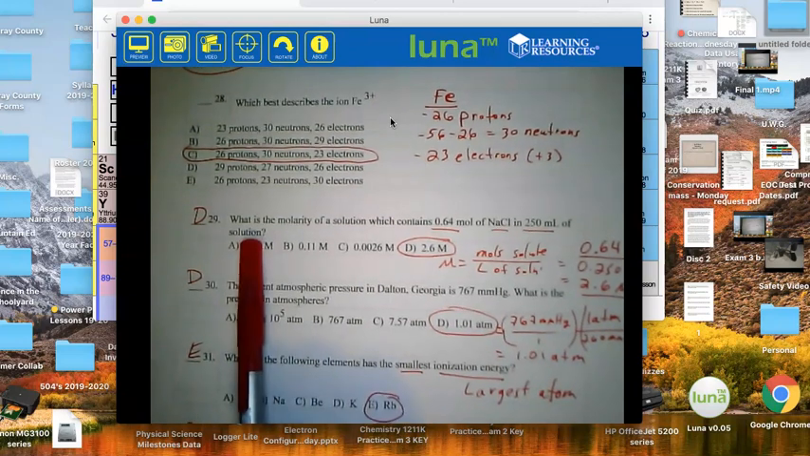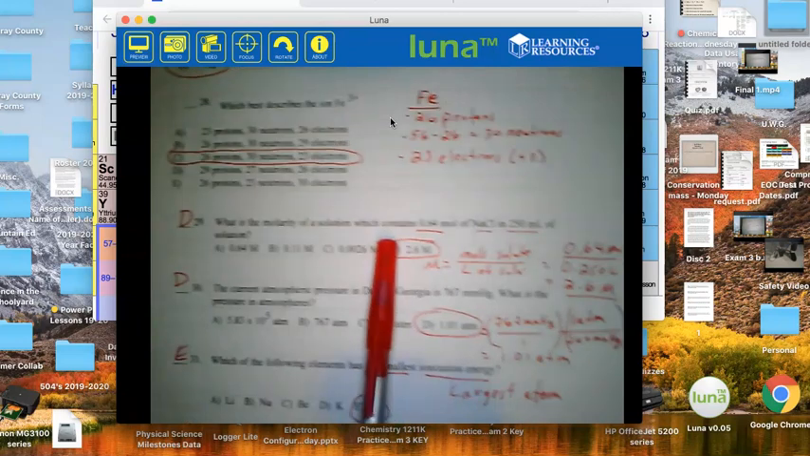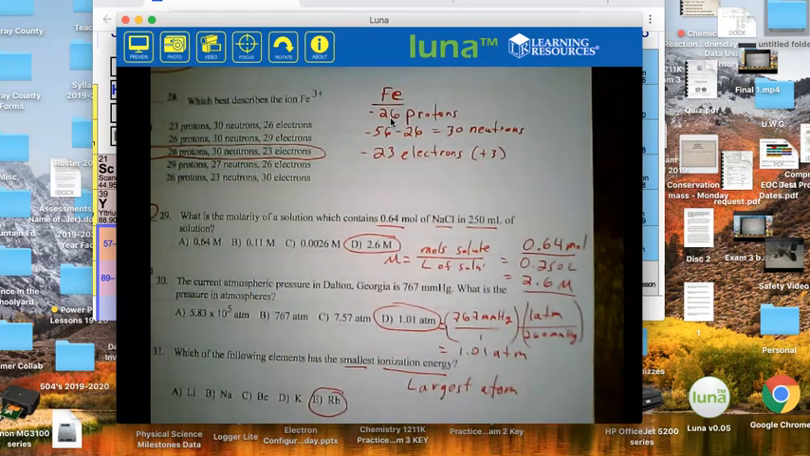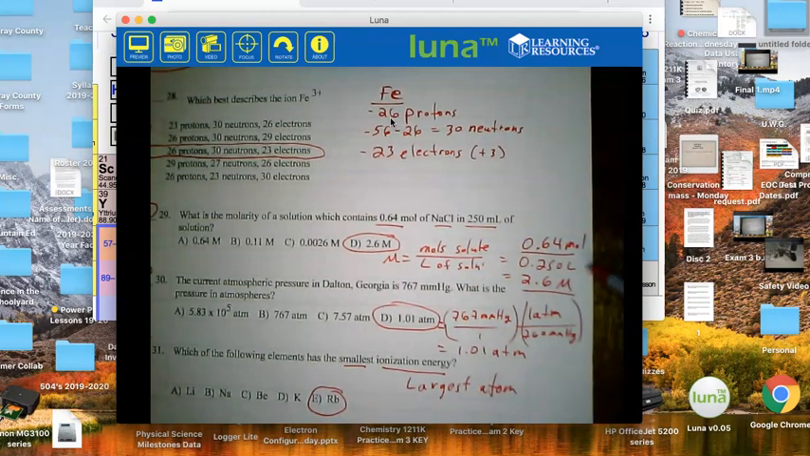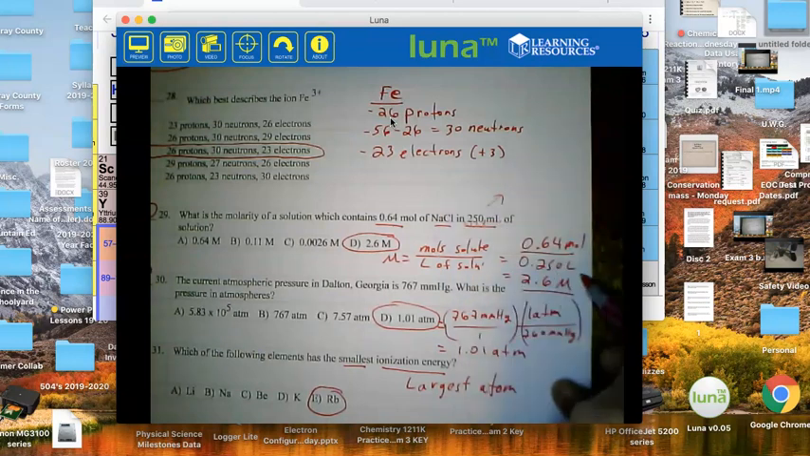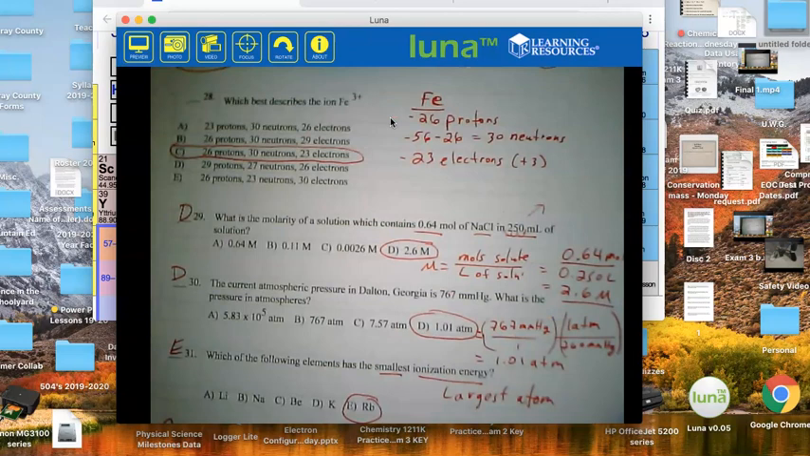All right, number 29. What is the molarity of a solution that contains 0.64 moles of sodium chloride in 250 mL of solution? We know molarity is moles of solute per liter of solution. So it gave us the moles, and it gave us the volume in milliliters. We have to convert that to liters. A quick way of doing that is you divide by 1,000 or move the decimal point over 3 places to the left. And so that's how I get the 0.250 liters. Divide to get 2.6 molar. And that's the concentration of your solution there.